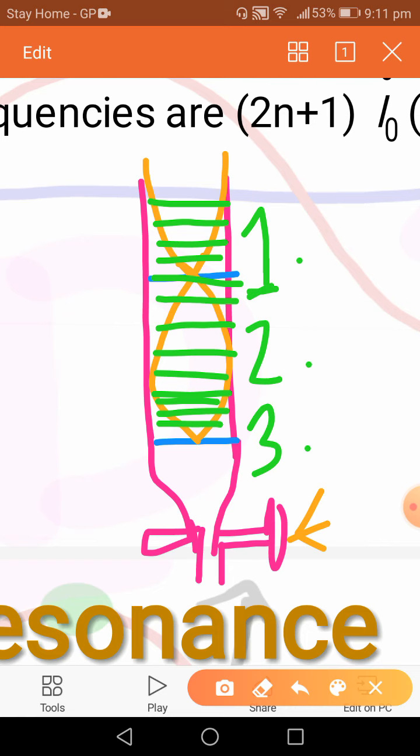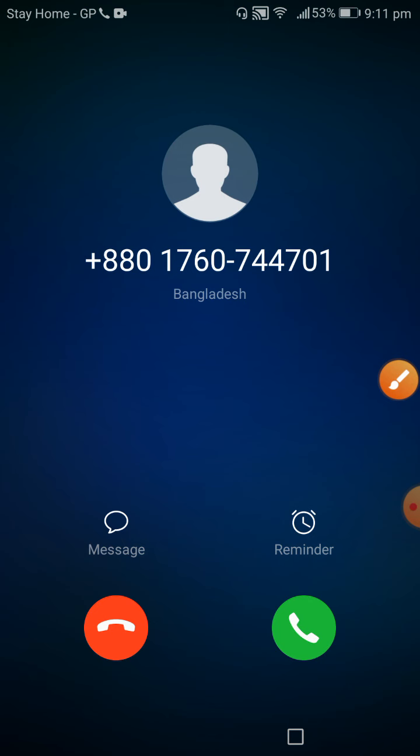But here we have a shortcut for the resonance lengths and the resonance frequencies.